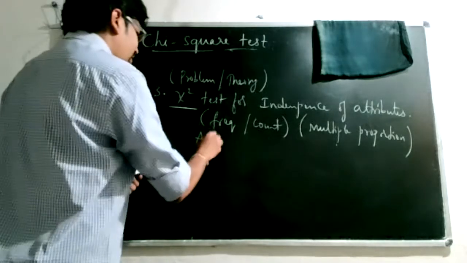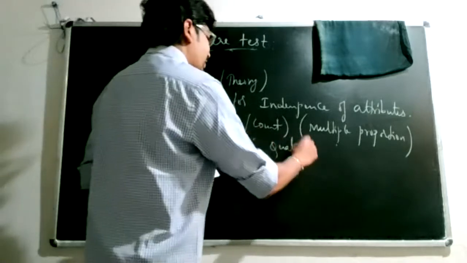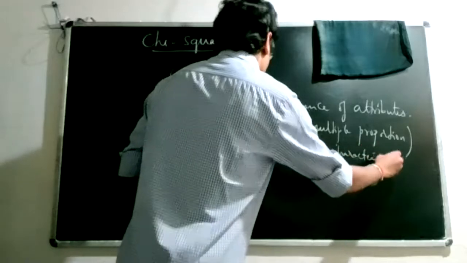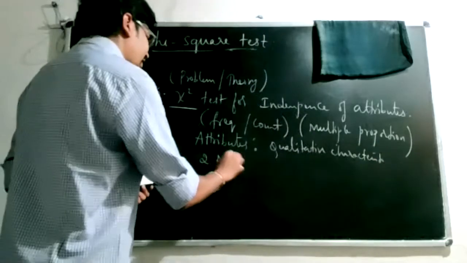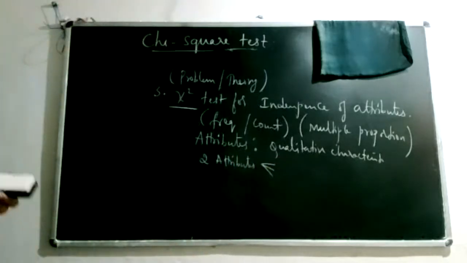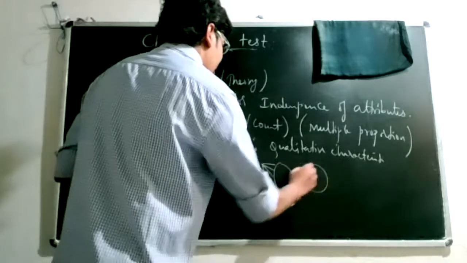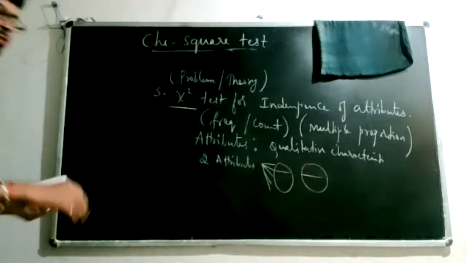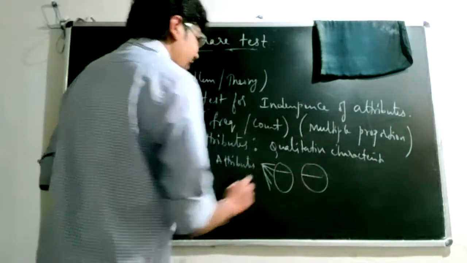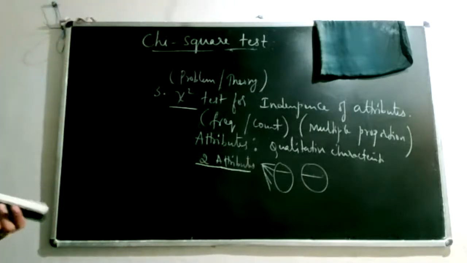Now, attributes, you're very much familiar with by this time, I guess. Attributes are the qualitative characteristics which can be observed but cannot be expressed in terms of numbers. You select two attributes, and each is divided into various cases, maybe presence, absence, or more than 3 cases also. Then for the various combinations of these two attributes, we look into the frequency from the observed data, and try to establish whether those two attributes are indeed related or not.